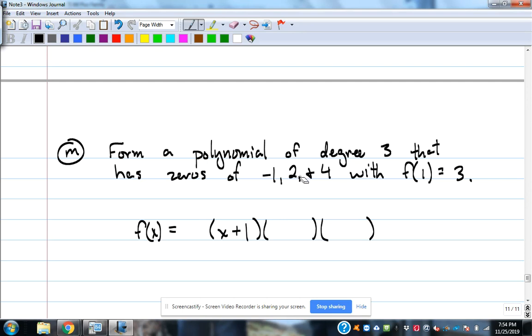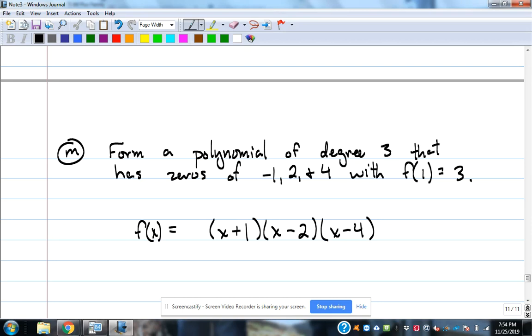What's the factor that goes with +2? X minus 2. What's the factor that goes with +4? X minus 4. All right, so that gets us the factors. We've used 3 of the 4 things they've given us. We haven't used this part yet. And this is where this part is the tougher part out of this. So here, what does this 1 represent?